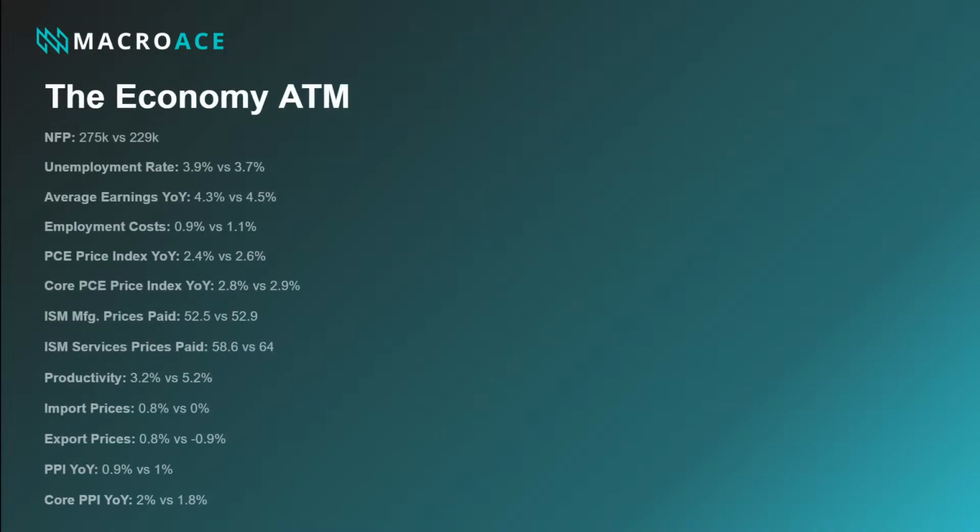The economy at the moment then, so NFP was at 275k compared to 229. Unemployment rate was at 3.9% compared to 3.7%. Average hourly earnings ticked down to 4.3% compared to 4.5%. Employment costs ticked down as well to 0.9% from 1.1%. The PCE price index year on year was at 2.4% compared to 2.6%. Core PCE price index down as well at 2.8% compared to 2.9%. ISM manufacturing prices paid was slightly lower, 52.5 compared to 52.9. Services prices paid was also lower, 58.6 compared to 64.